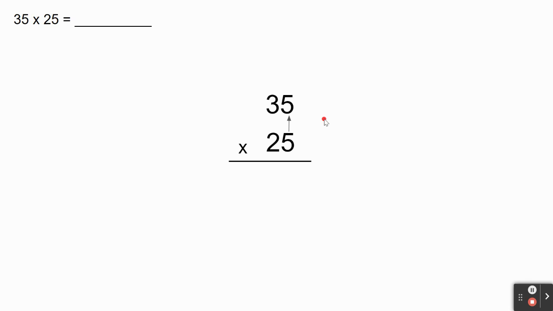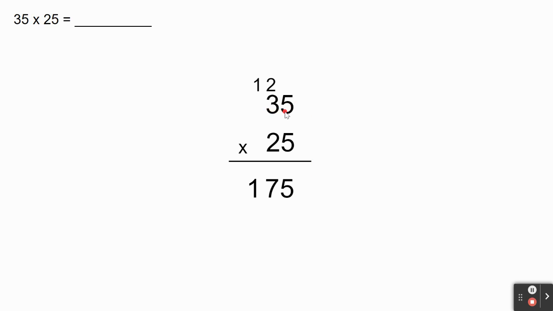5 times 5 is 25. So we'll place the 5 in the ones place and regroup the 2 to the tens place. Now we can multiply the 5 times the 3 since it's in the tens place. 5 times 3 is 15, plus the 2 we regrouped is 17. So we'll place the 7 in the tens place and regroup the 1 to the hundreds place. Since there are no hundreds, we can bring that 1 down to the hundreds place in our answer. So 35 times 5 is 175.